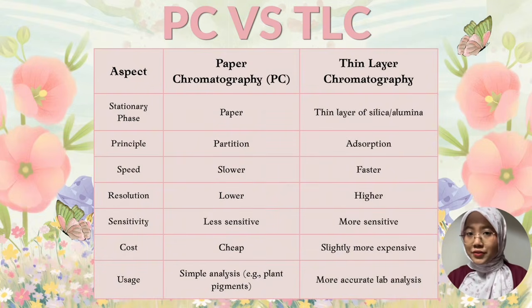Thin layer chromatography uses silica or alumina and works based on adsorption. It is faster and more sensitive and gives better separation, but it is slightly more expensive. It is also more accurate in lab analysis. In short, PC is simpler, while TLC is more efficient and accurate.